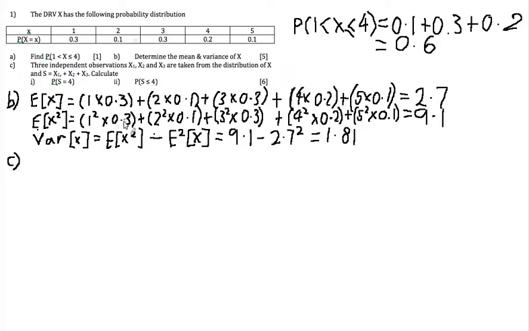Part C is a little longer than other exam questions usually are, but it's no different to any other question involving the independent observations of a discrete random variable. We have three independent observations, x1, x2 and x3, taken from this distribution of x. Let s equal the sum of the three independent observations, and we want to calculate the probability that s equals 4. So we want to think about ways that we can have three observations that sum to give us 4.